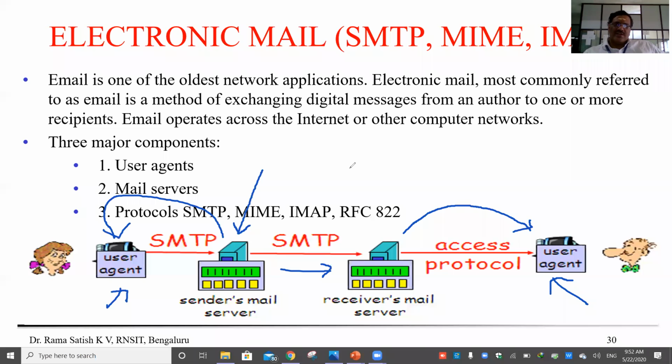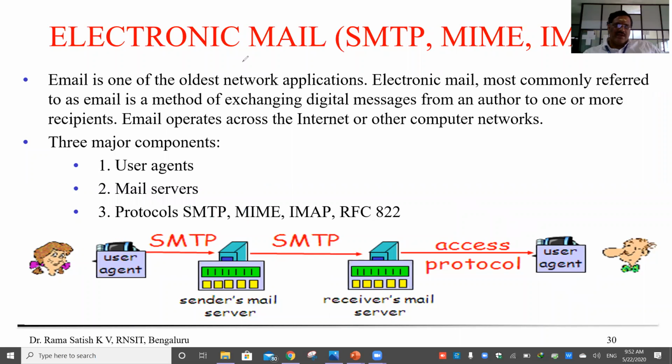This is exactly how an email operation works. Remember, there are three parts. One is the user agent, the users who are involved in the mail. Second, the mail servers: the sender's mail server and the receiver's mail server, for example the Bangalore mail server and the New York mail server. In between, the mails are transmitted through protocols.